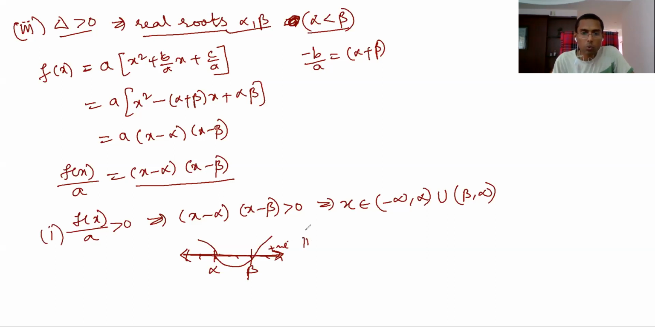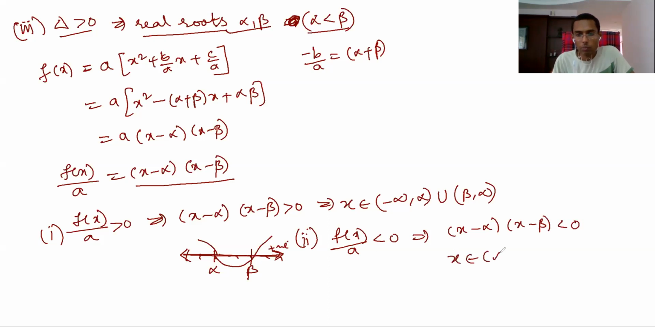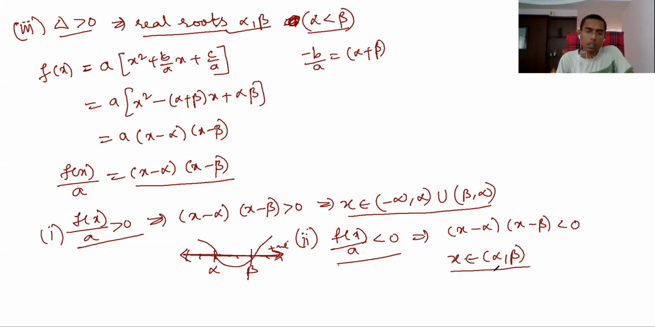So now case 2, what is case 2? If f of x by a is less than 0, that means x minus alpha into x minus beta is less than 0. That means x lies between the roots. Now x belongs to alpha, beta. So that means f of x and a will have the same sign if x does not lie between the roots, and f of x and a will have opposite sign when x belongs to alpha and beta. So hope you understand this one.